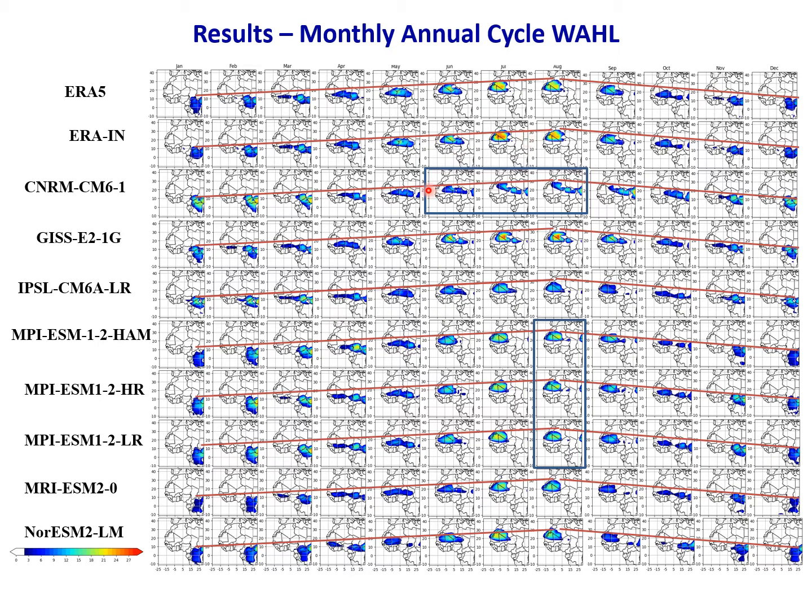And then a unique case is the CNRM model, where we see that instead of circular heat lows, we have elongated heat lows for the summer months. And then also in the MPI models, we see that there is a smaller secondary heat low in the Sahel for the month of August, which is not present in the reanalysis dataset.